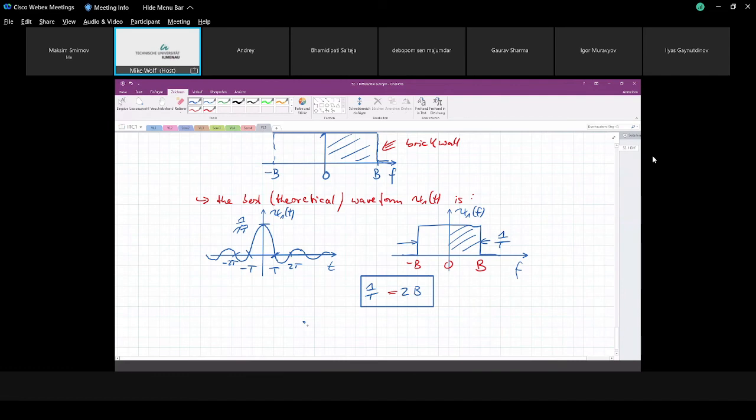The highest transmission rate for a brick wall channel with physical bandwidth B, or let's say technical bandwidth B, is 1/T equal to 2B.